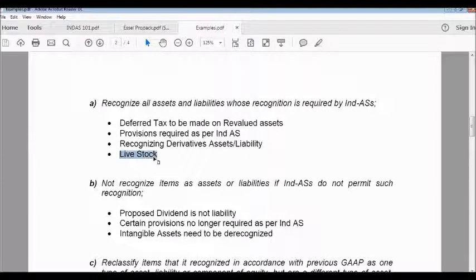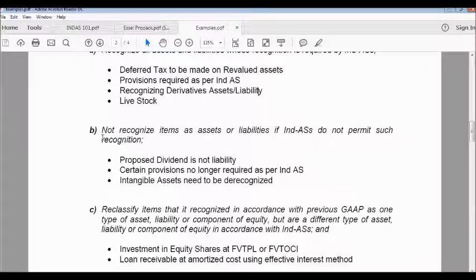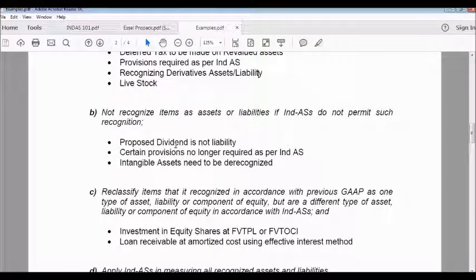Now livestock, you know, livestock is also required to be recognized in the balance sheet. Then recognize derivative financial assets or financial liabilities. In the previous GAAP those might not need to be recorded in the books of account, but now as per Ind AS you have to recognize the derivative asset or liability in your books of account. Then clause B is: do not recognize items as assets or liabilities if Ind AS does not permit such recognition. So don't recognize an asset or liability if Ind AS says not to recognize it.